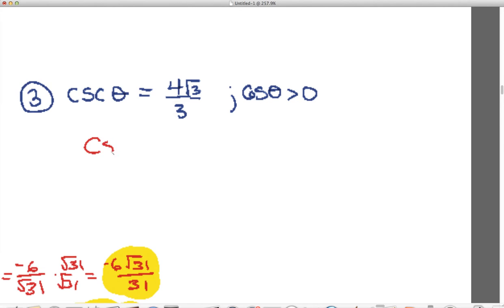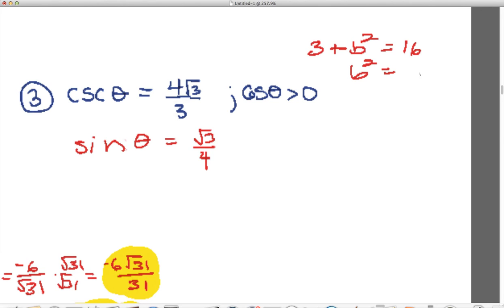So we have cosecant theta. Hopefully you can see that before the rationalization it was 4 over root 3. So when I flip it, it would be root 3 over 4. And then if I flipped it, it wouldn't be cosecant. What would it be? It would be its reciprocal, sine. And then that's my opposite leg, that's my adjacent leg. So if I do the Pythagorean theorem, that would be 3 plus b squared equals 16. b squared equals 13. b equals plus or minus root 13.